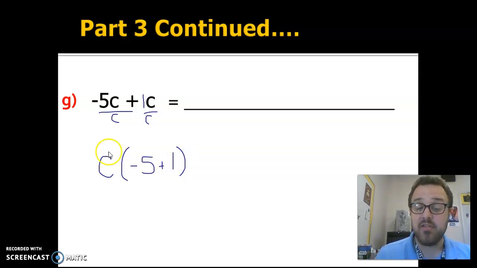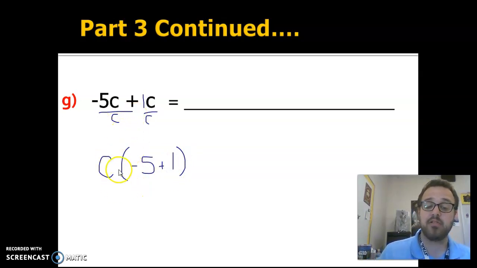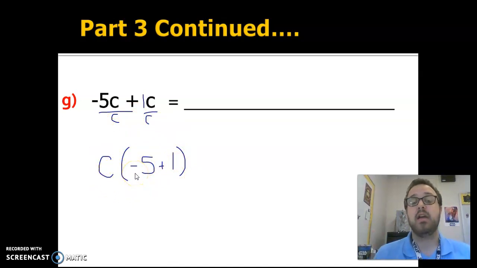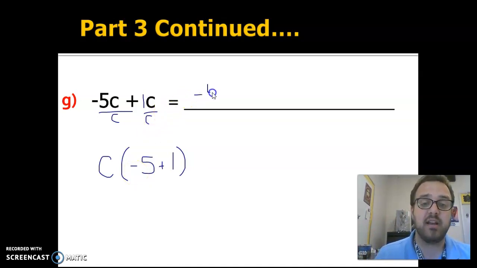But again, even though this is our distributive property backwards, this looks like a distributive property problem, this factoring that we're talking about, I notice, oh, I can do -5 plus 1. I know what that equals. That equals -4. So this actually equals -4c.